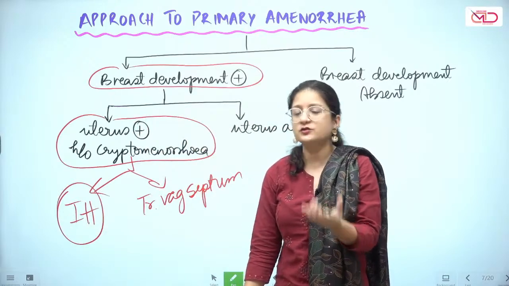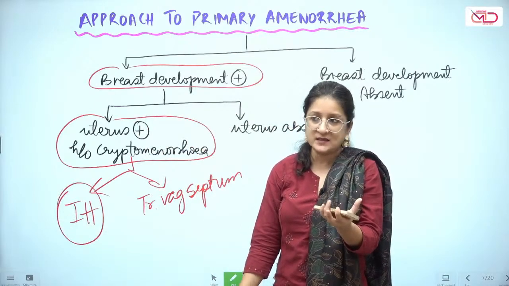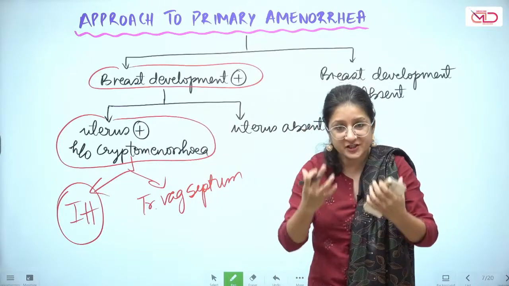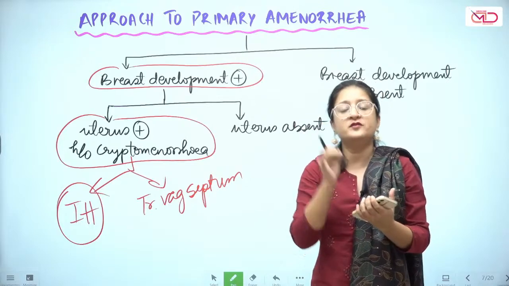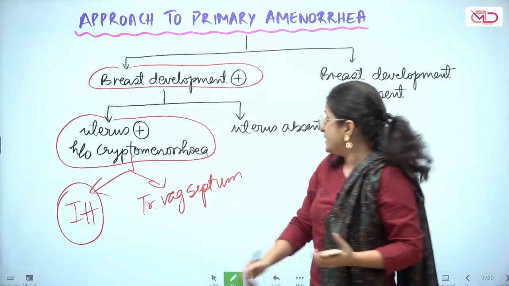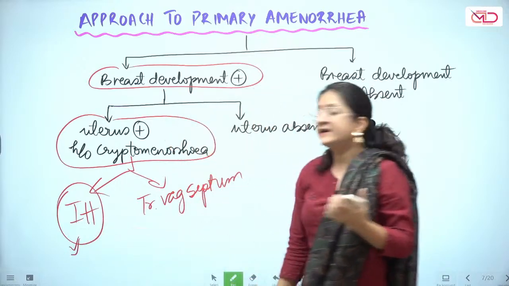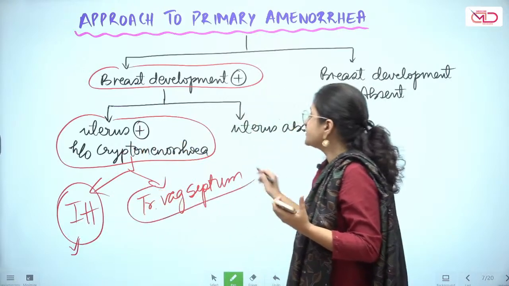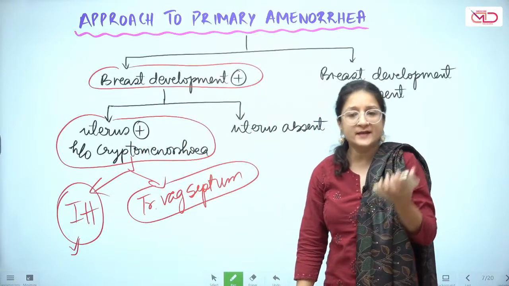Imperforate hymen is a fairly simple clinical diagnosis. On local examination, you see a bluish bulge at the introitus. Sometimes the collection is not enough to cause a bulge immediately, then ask the young girl to perform Valsalva or to cough. The bluish bulge will become apparent. So it's a fairly simple clinical diagnosis. If that is not the diagnosis, think about the possibility of transverse vaginal septum.